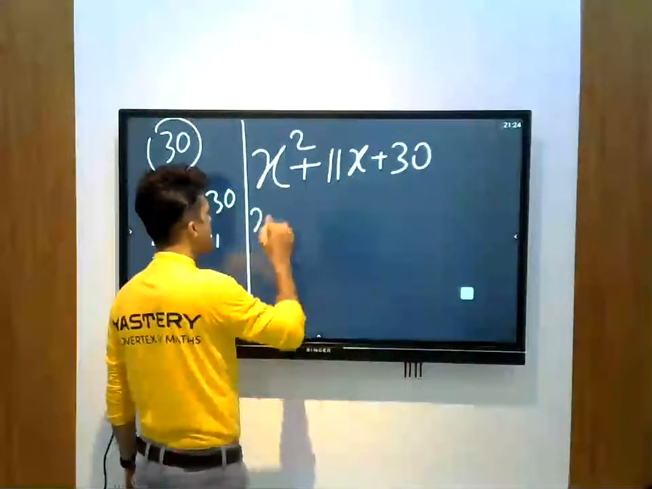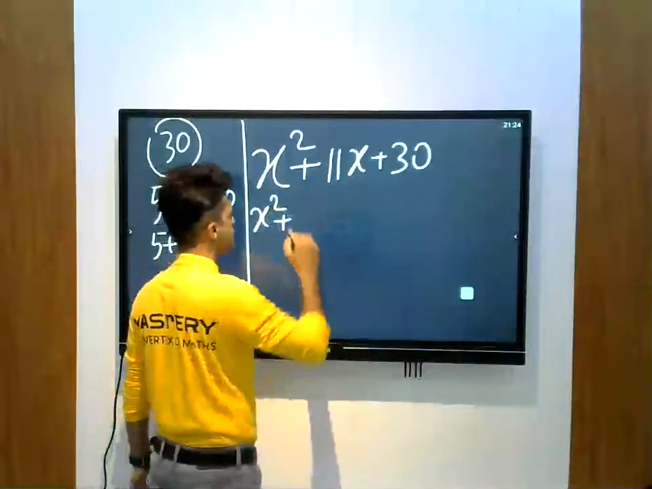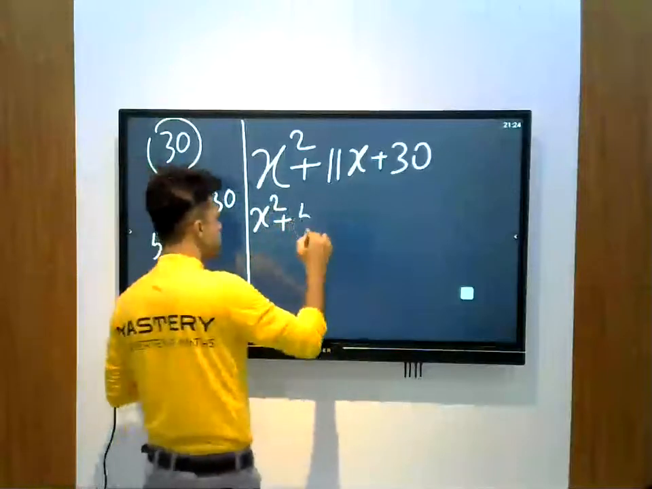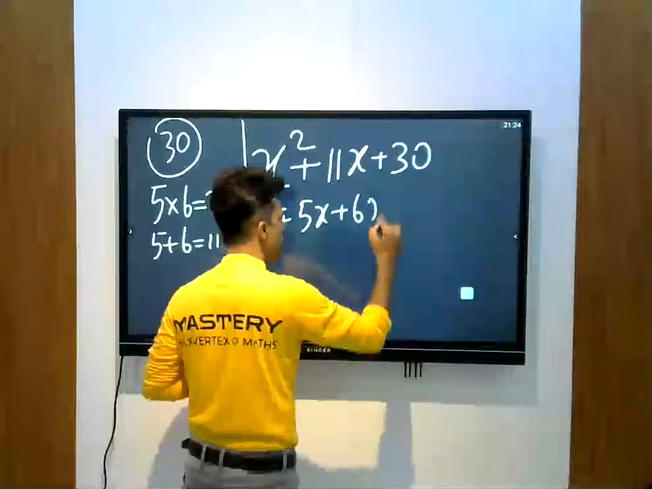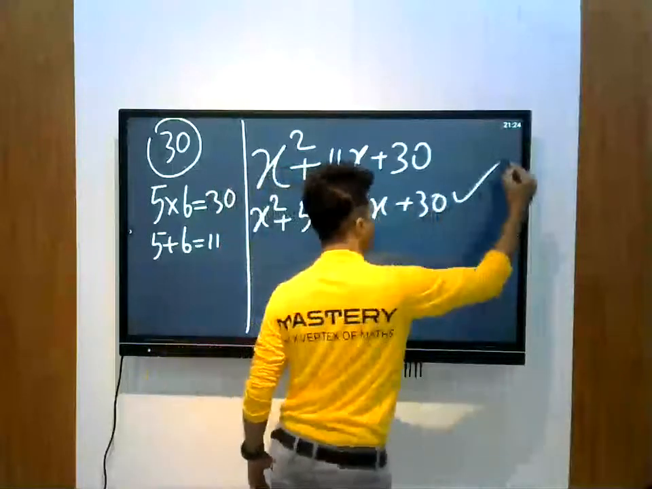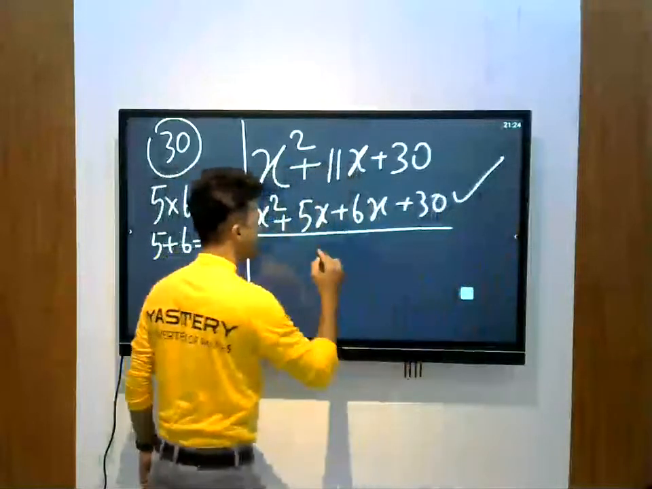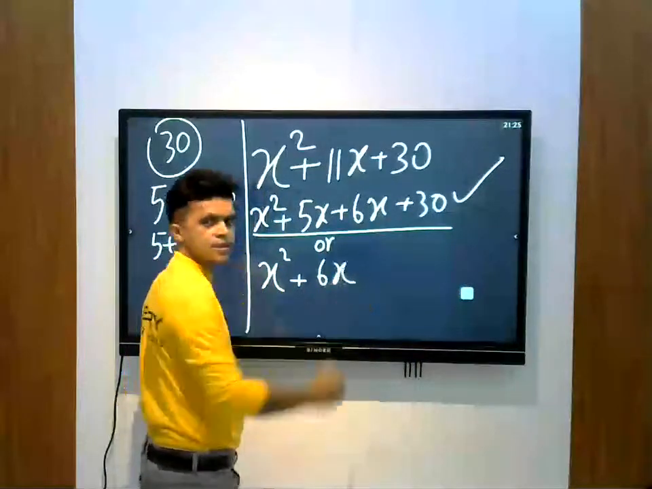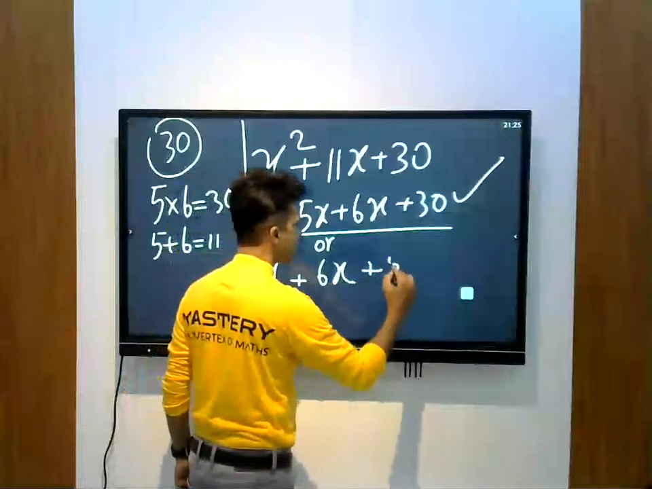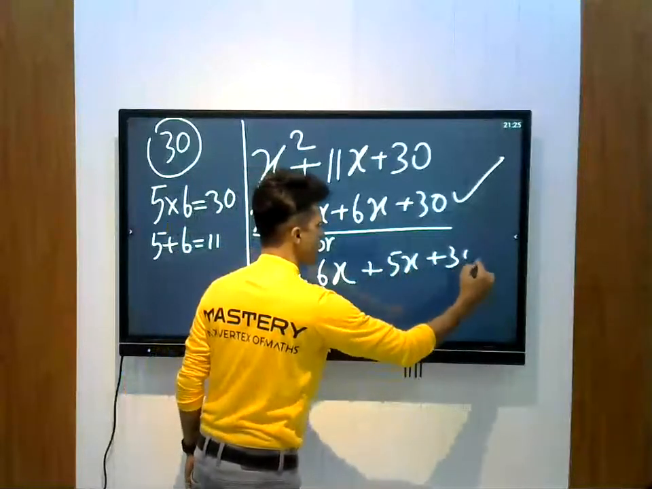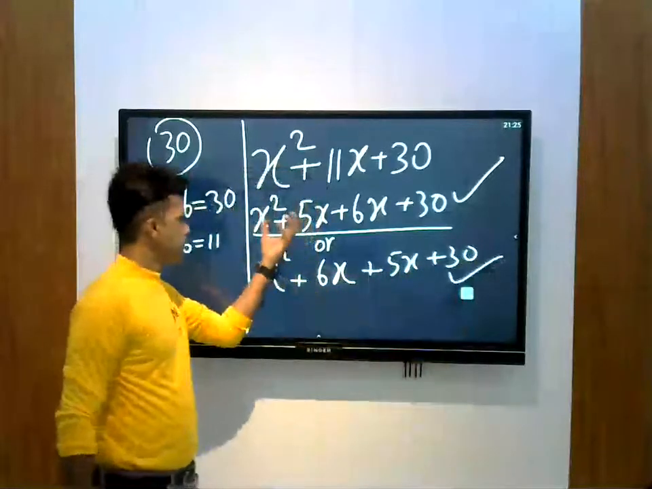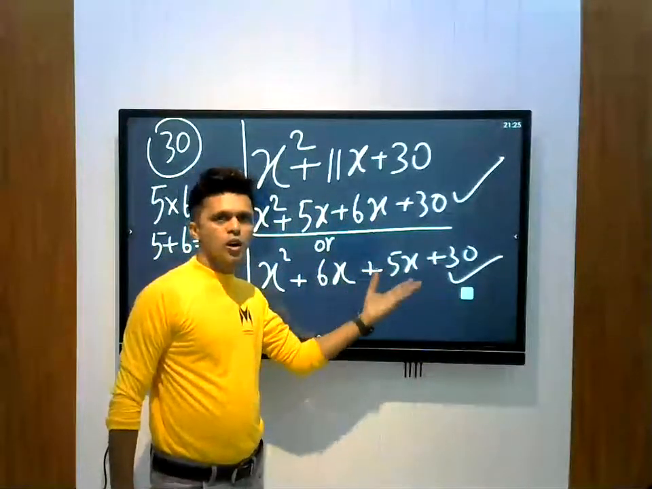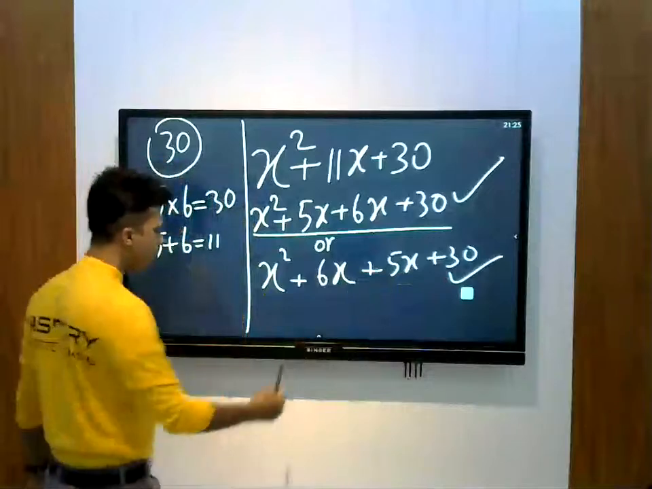Therefore, we can factorize this expression by writing 5x plus 6x, and this is okay, right? Bear in mind, or you could write x squared plus 6x plus 5x as well. This one is also okay. These two expressions are okay.